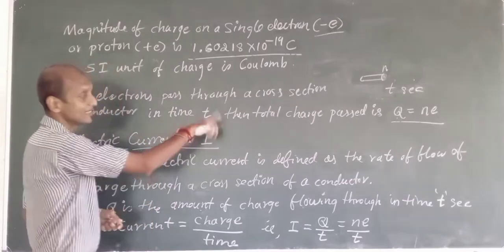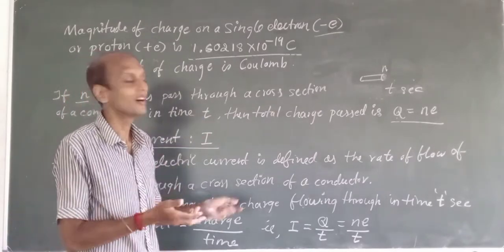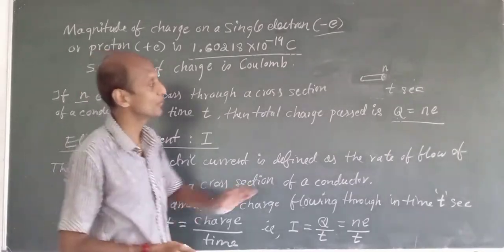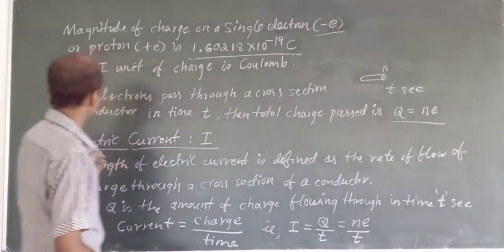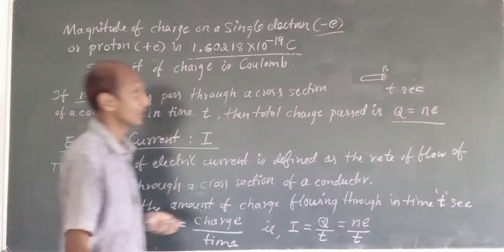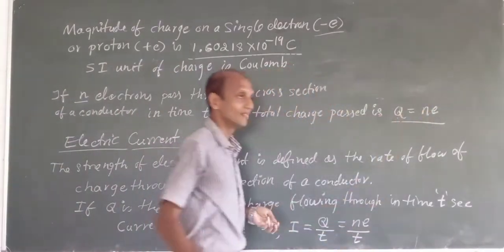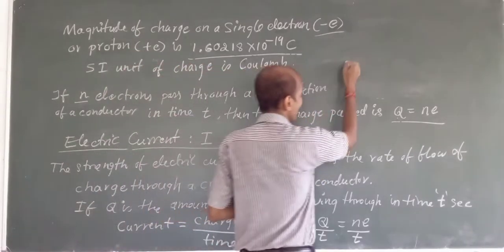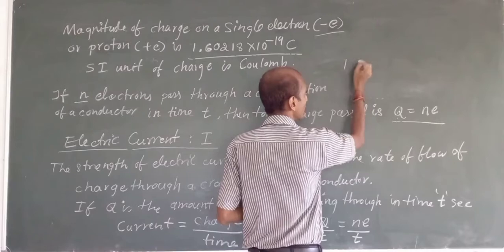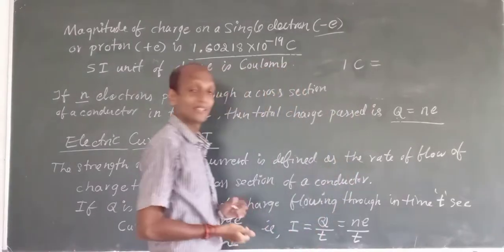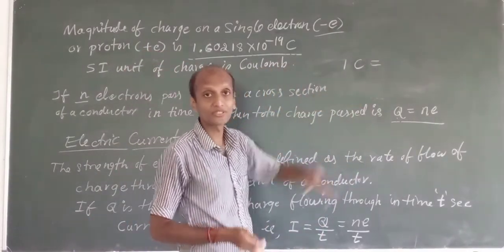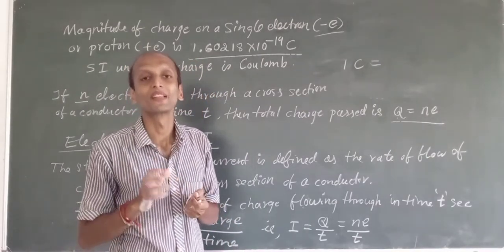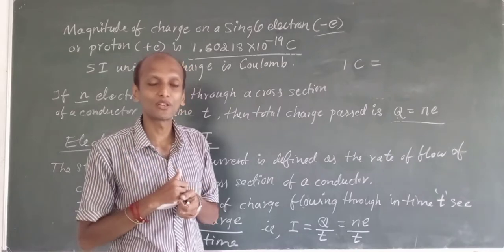So this is how I can say the total charge. The number of electrons multiplied by the charge carried by one electron will give you the total charge. That's all. Now we will see how to measure it. If I say 1 coulomb of charge, how many electrons will make 1 coulomb of charge? That is my question. How can we find that out?